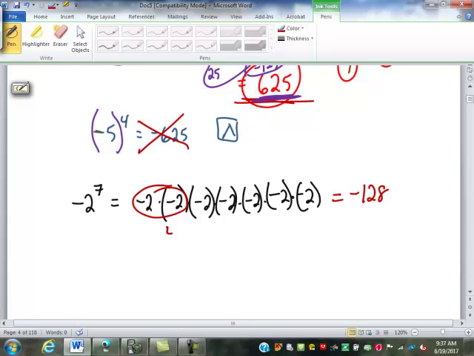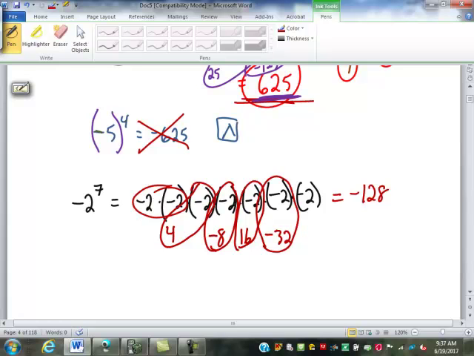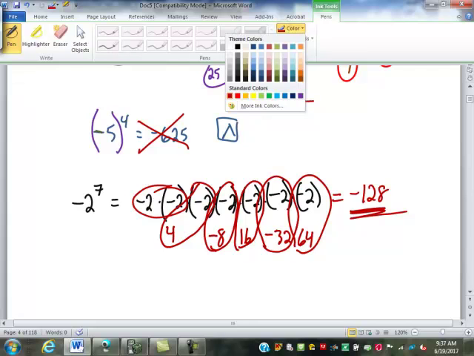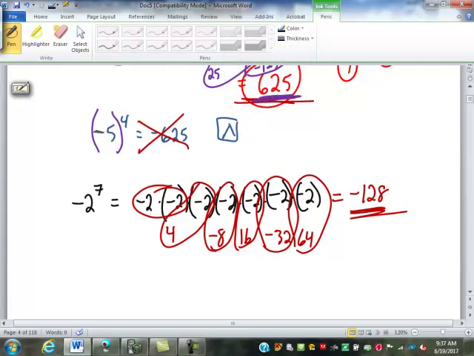If we're going to do it step by step, -2 times -2 is a positive 4. Positive 4 times -2, -8. -8 times the -2 is a positive 16. Positive 16 times -2 is going to be a negative 32. Negative 32 times -2 is going to be a positive 64. And positive 64 times the -2 is -128. Again, you should use the parentheses on that just to be sure.